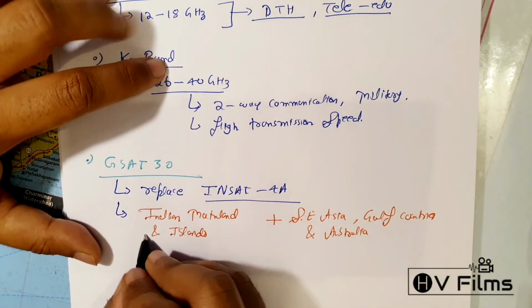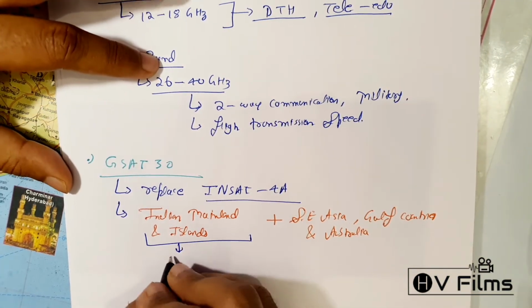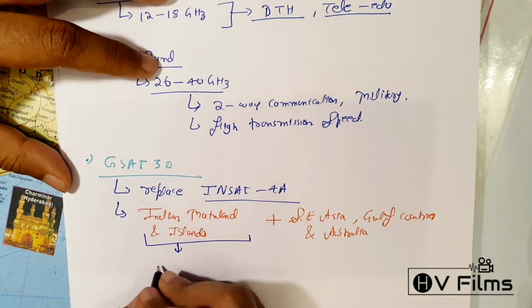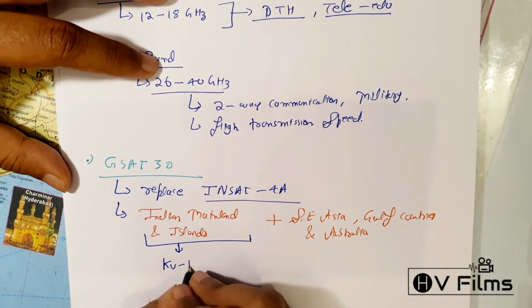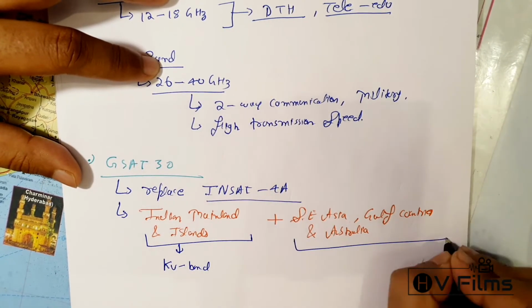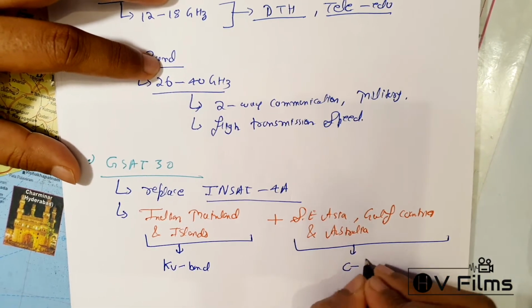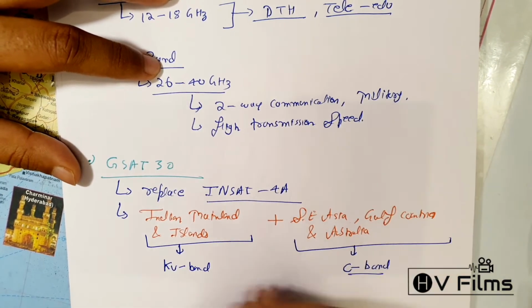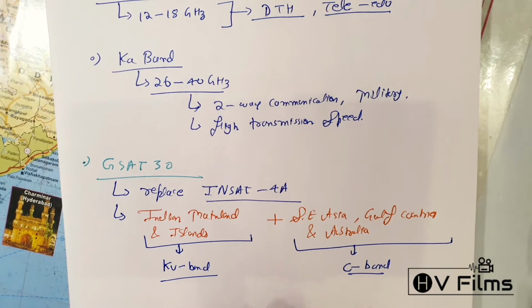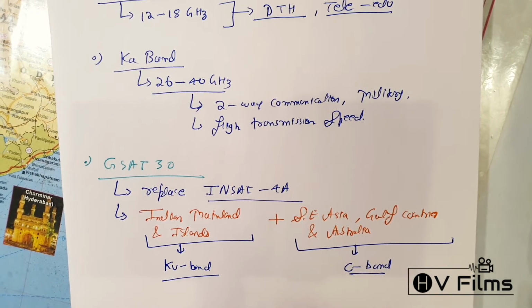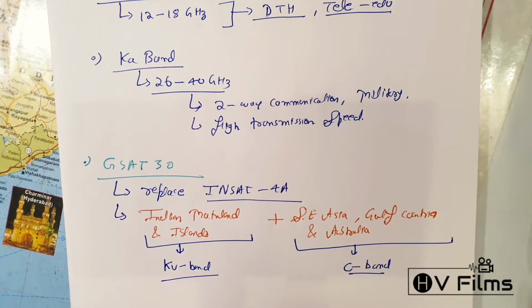For this, it will use the Ku band, and for these, it will use the C band. Why I'm getting so deep into these things is because last year, if you remember, they asked about the IRNSS, and for that they specifically asked what is the distance covered by that satellite, that is 1500 kilometers apart from the Indian mainland.